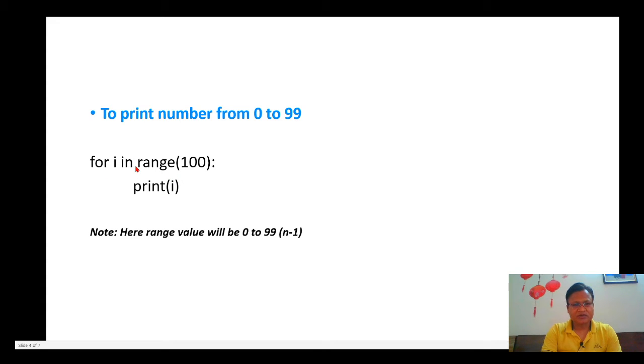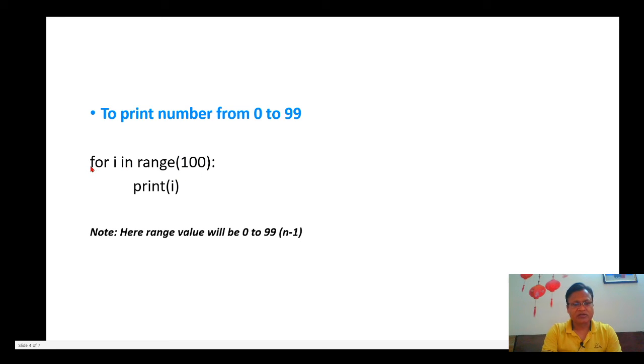Let's try to understand what the range(100) function will do. Here the range values will be 0 to 99, meaning the numbers start from 0 up to whatever number you have given, n minus 1. So the numbers produced by the range function will be from 0 to 99. Again I am repeating, whatever number you give, it will be considered up to n minus 1.